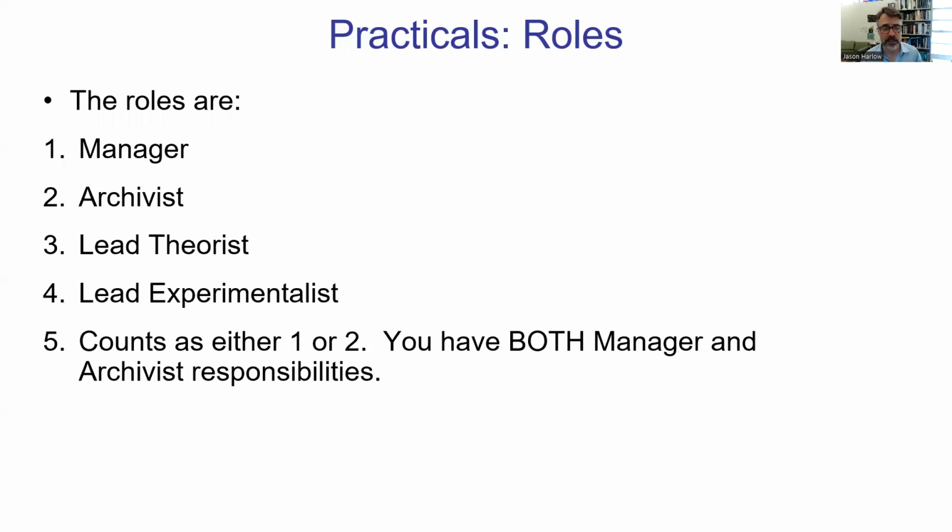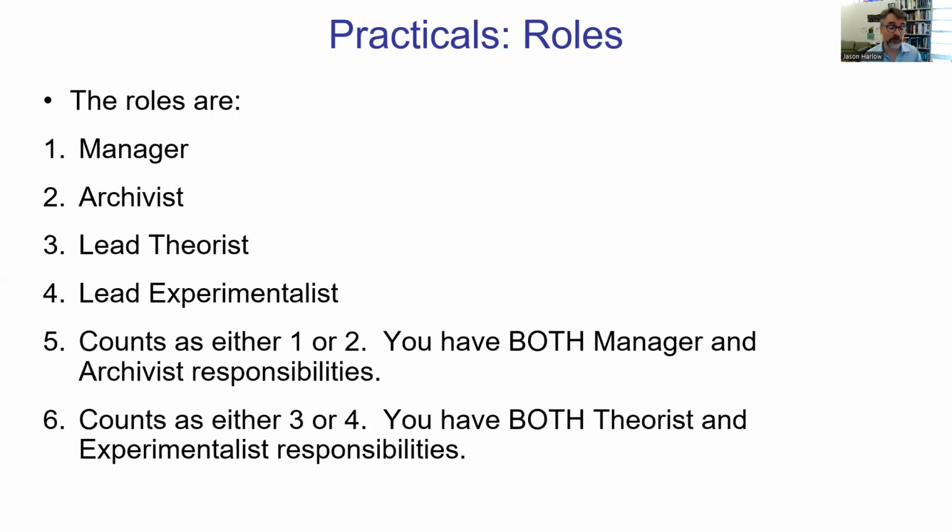Now, if you have a pod of only 3 students, then somebody has to share the roles of manager and archivist. That's a pretty big responsibility. So it would be role 5, and that counts as a 1 or a 2. If you have a pod of 2, then somebody shares the role of theorist and experimentalist, and that's role 6, which counts as either a 3 or a 4.